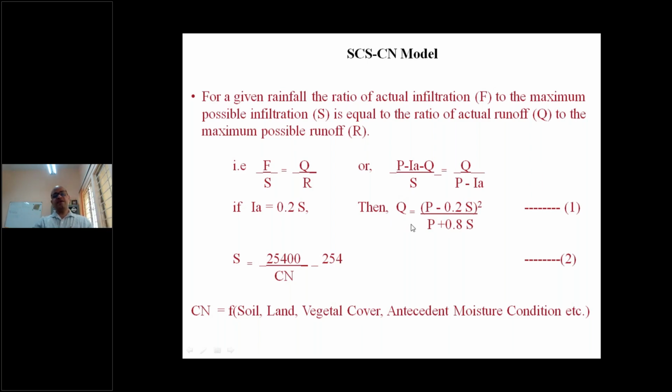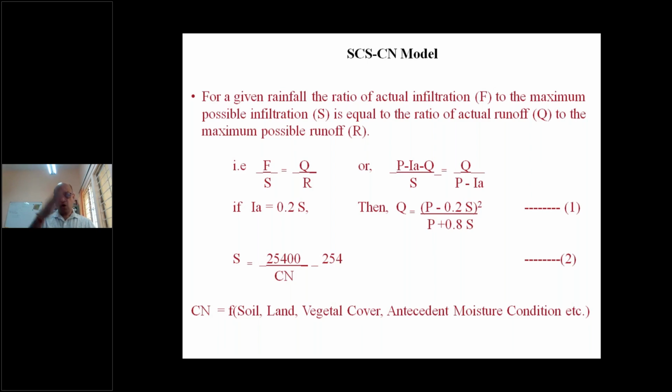Now mathematically you can understand. If curve number is 100, what will happen then? This S will become 0. If S is 0, this will become 0, this will become 0. So the mathematical equation will be Q is equal to P squared by P, so effectively P squared divided by P will be P. So basically the entire rainfall will be converted into runoff if curve number is 100.